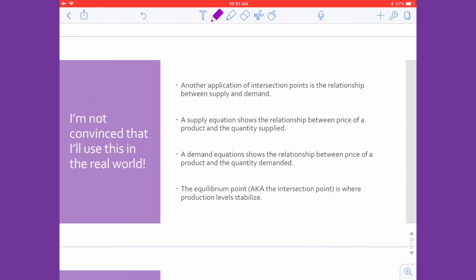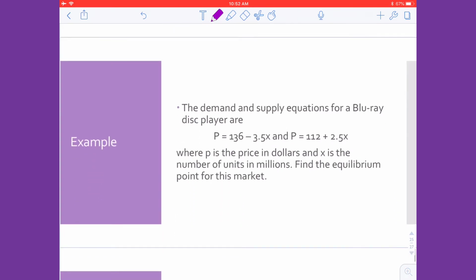Now maybe you're not convinced that this is a real-world problem, that this idea of systems of equations is useful to us. Well, another concept is the intersection points in relationship to supply and demand. Supply equations show the relationship between price of a product and the quantity supplied, while demand shows the relationship between the price of a product and the quantity demanded. So our intersection point, we call it our equilibrium point in this context, is where the production levels stabilize, where supply and demand are the same.